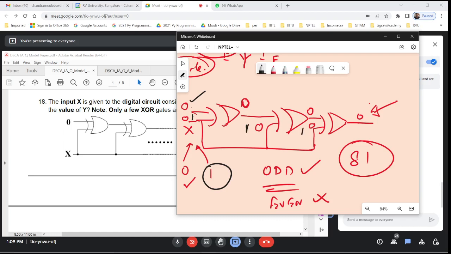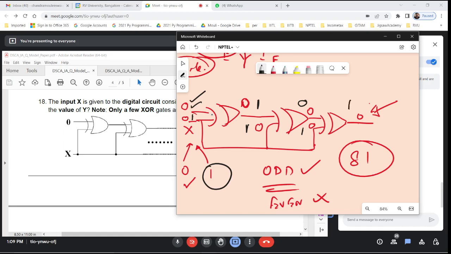But this is 0. Please remember that it is 0. Whatever value is given, it is constant. But the output of this will now change, because 0 and 1 will give you XOR as 1 here. Now what happens if 1 and 1 are there? It will be 0. And then 0 and 1, so it becomes 1.